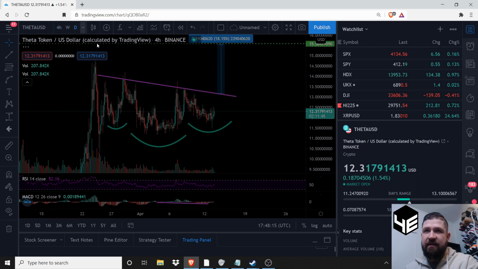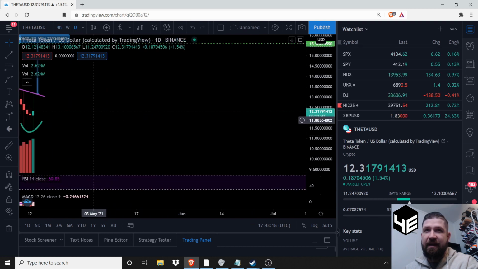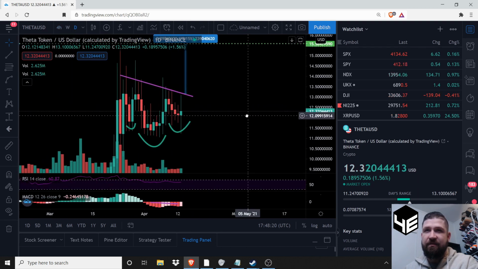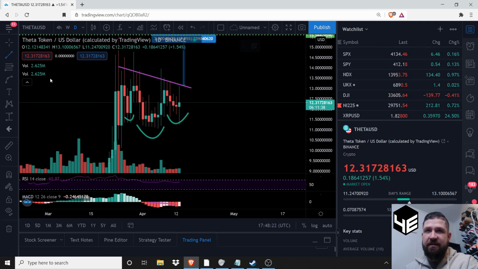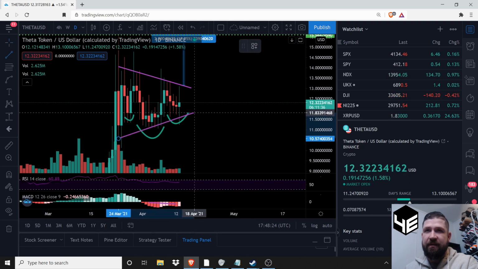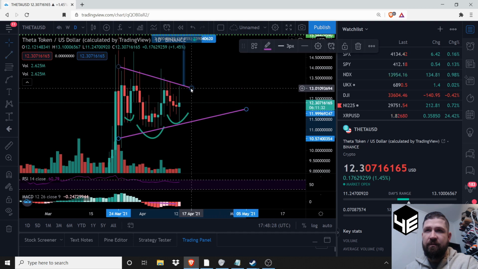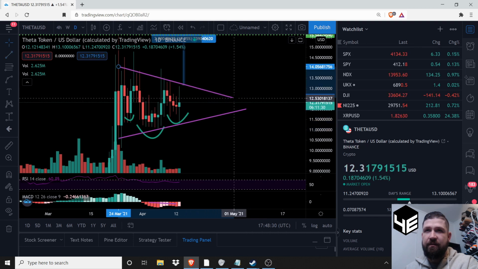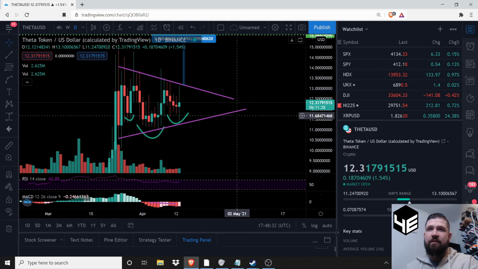So let's go into the daily, which I must add looks really good as well. You could even draw this as a flag, you know what I mean? Something like this. It's a really nice pennant. Also very bullish.